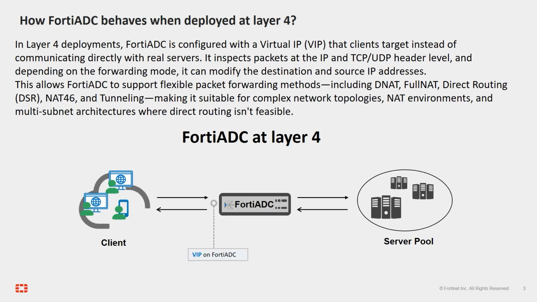In Layer 4 deployments, FortiADC is configured with a VIP that clients target instead of communicating directly with real servers. It inspects packets at the IP and TCP/UDP header level, and depending on the forwarding mode, it can modify the destination and source IP addresses. This allows FortiADC to support flexible packet forwarding methods, including DNAT, full NAT, direct routing, NAT-based, and tunneling, making it suitable for complex network topologies, NAT environments, and multi-subnet architectures where direct routing isn't feasible.